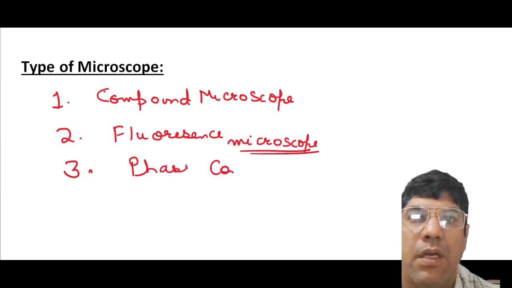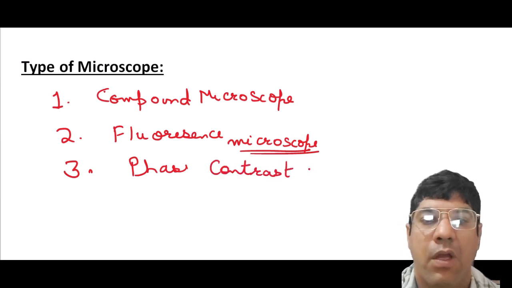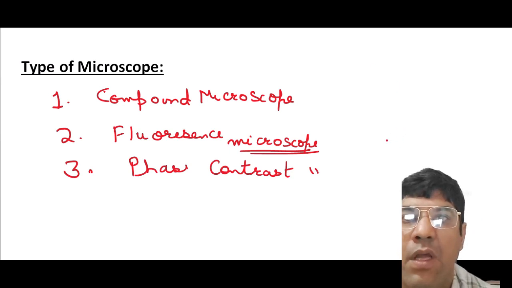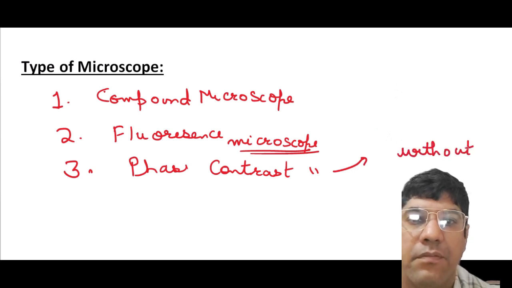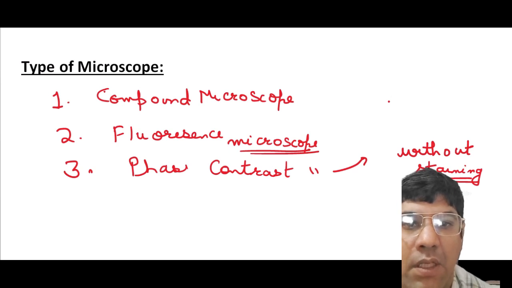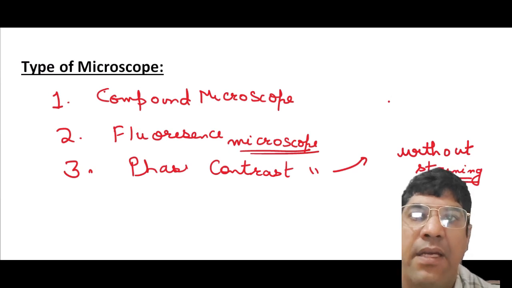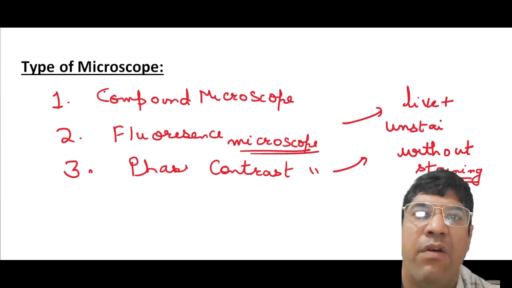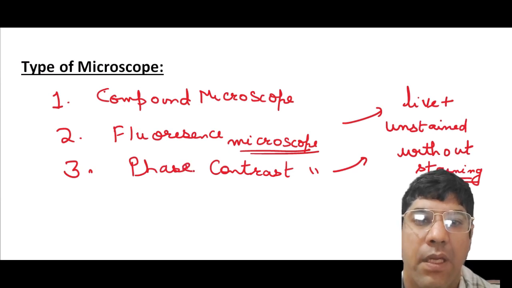Third is the phase contrast microscope. So this microscopy is ideal for observing the microorganisms without staining. So it will enhance the contrast and allow for the visualization of the cellular organelles. So it is effective for observing live and unstained specimens. Now, what is the principle of phase contrast microscopy?